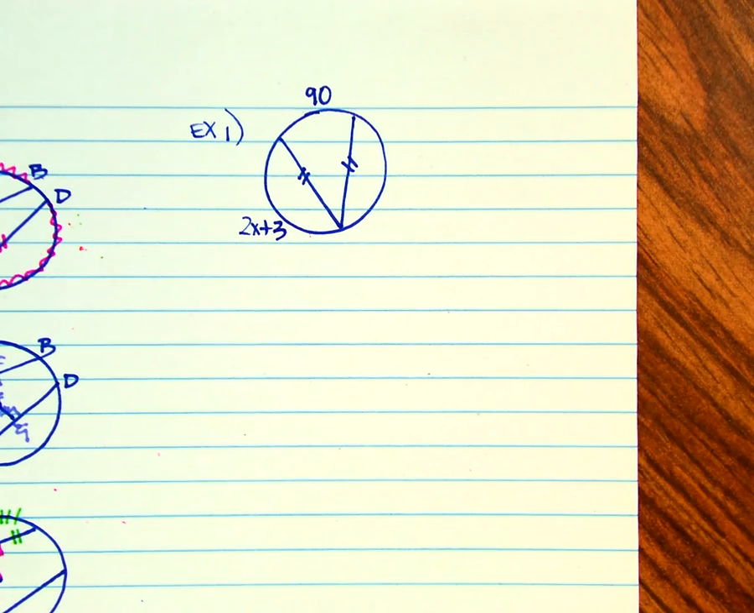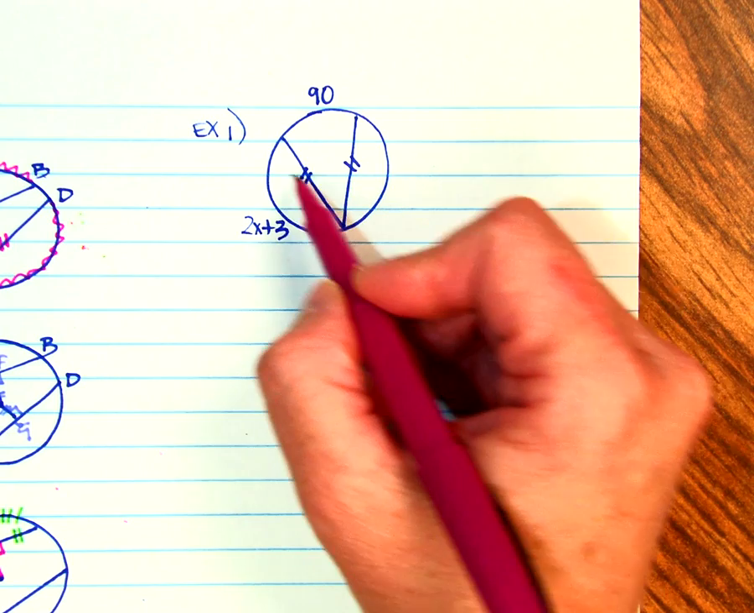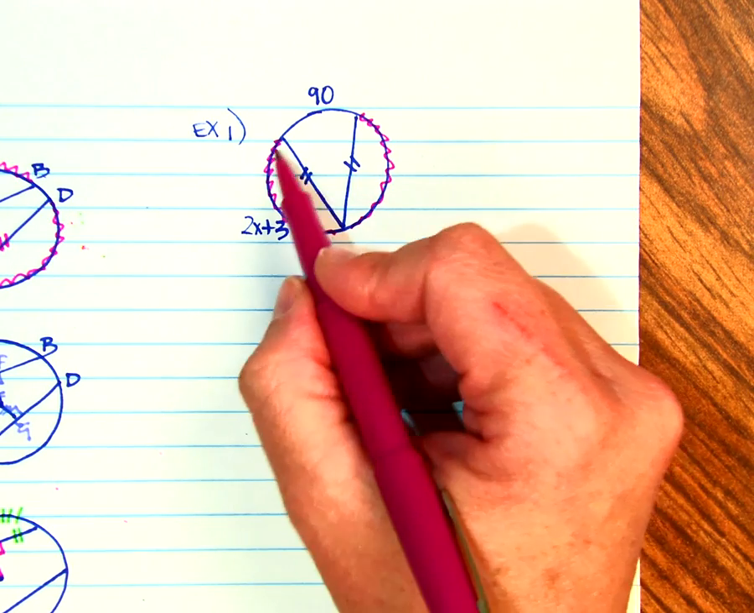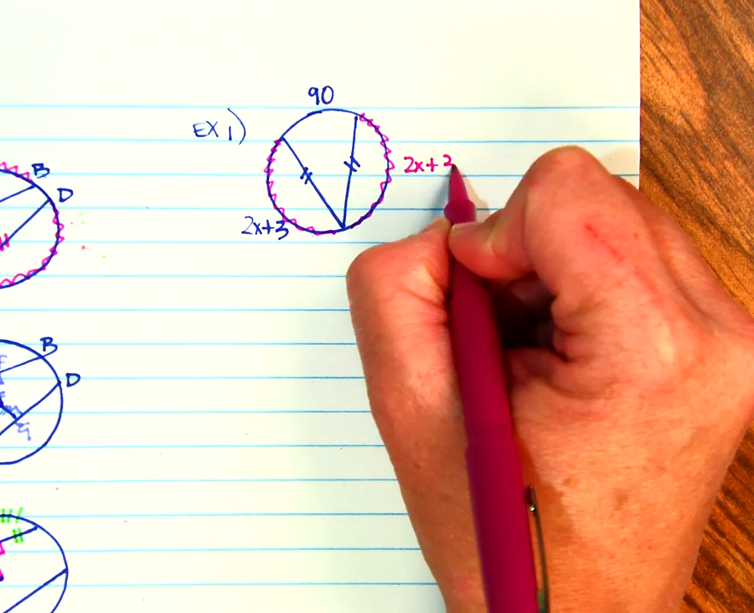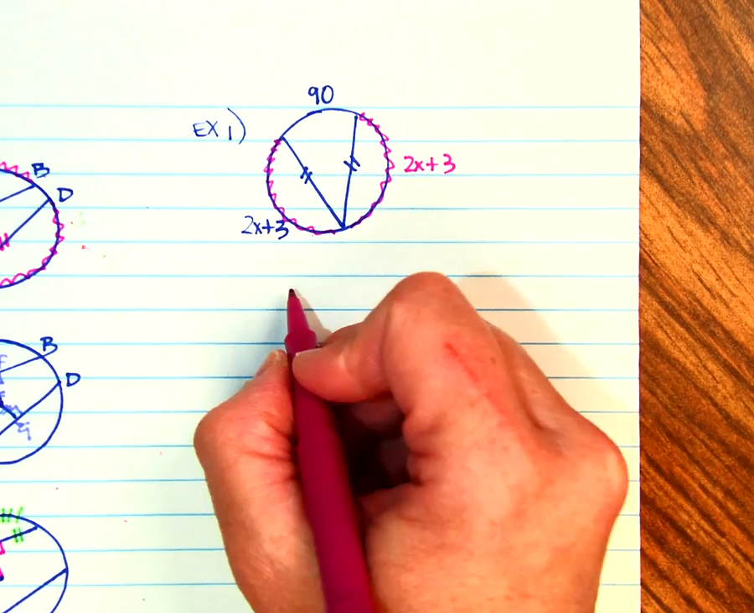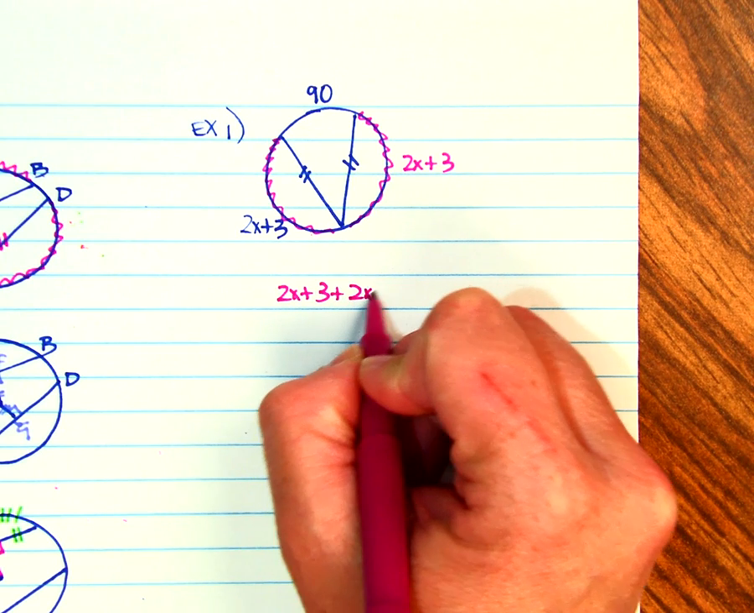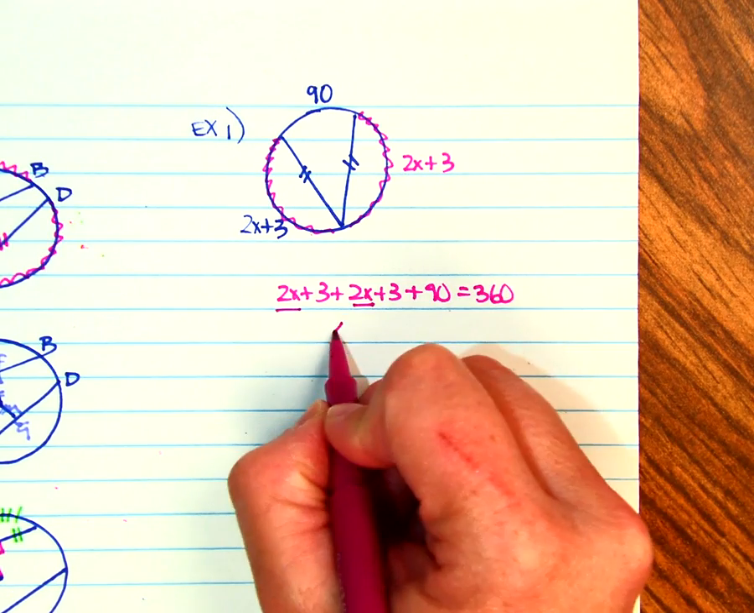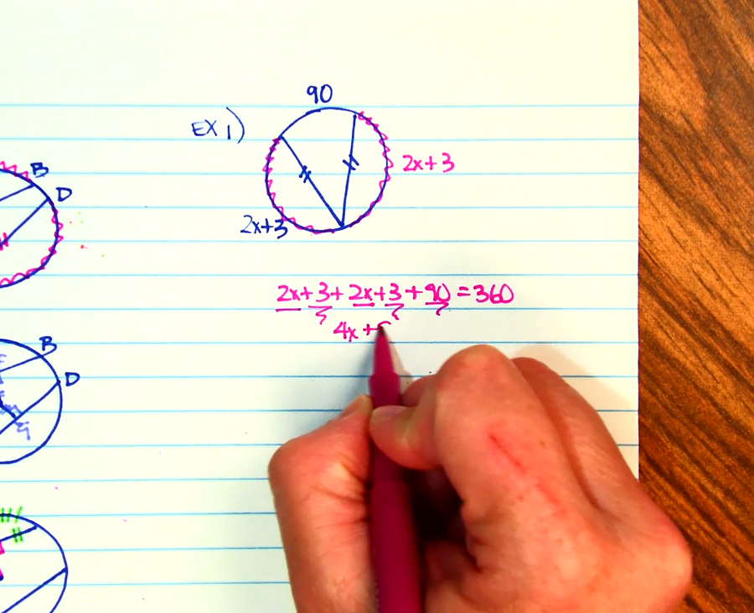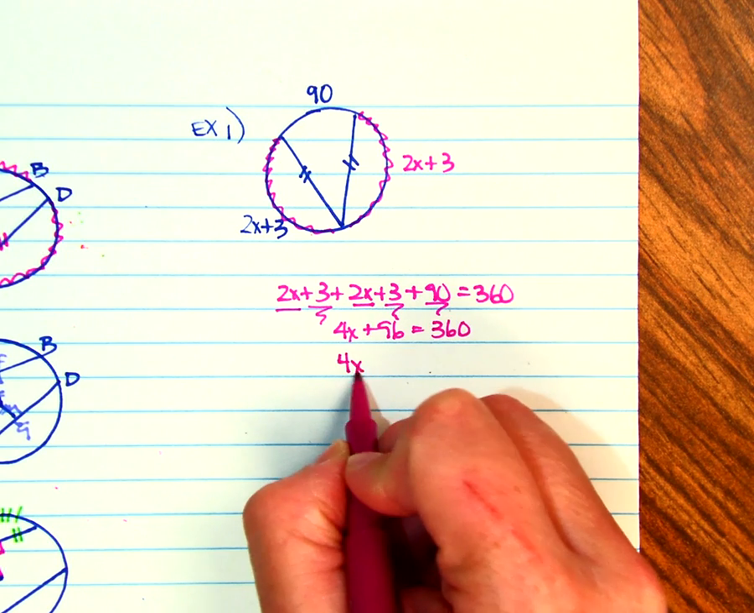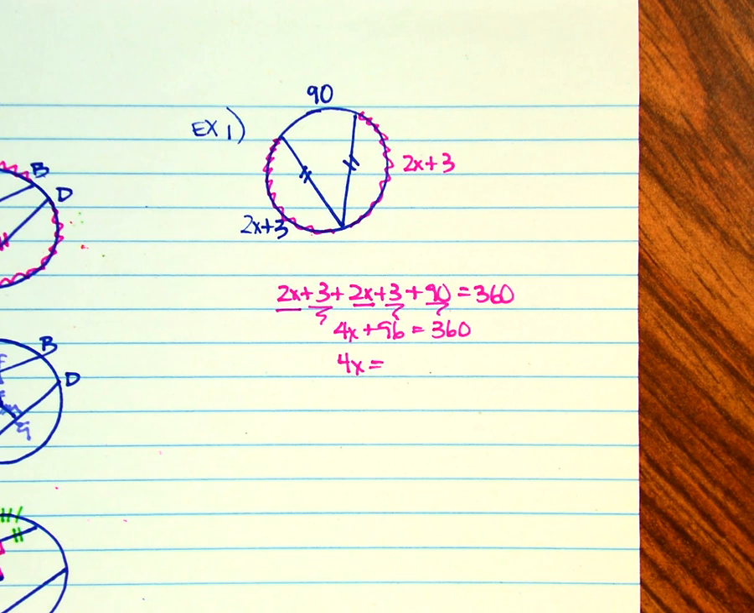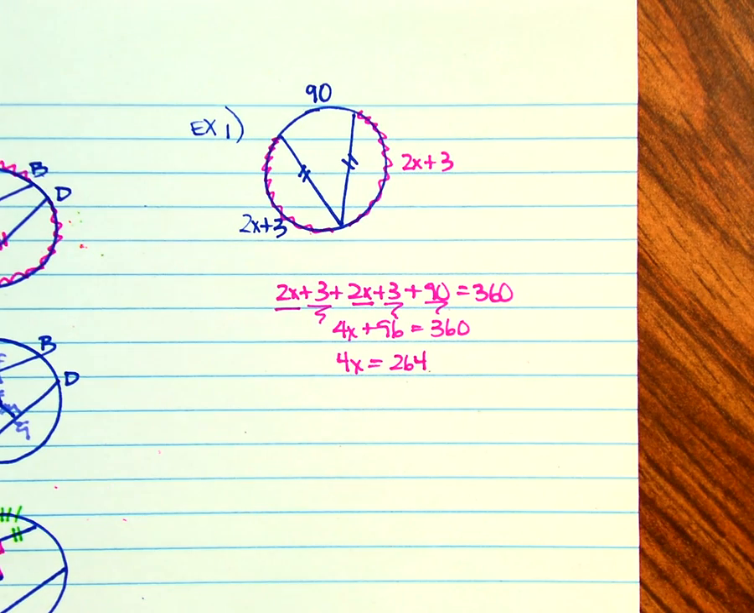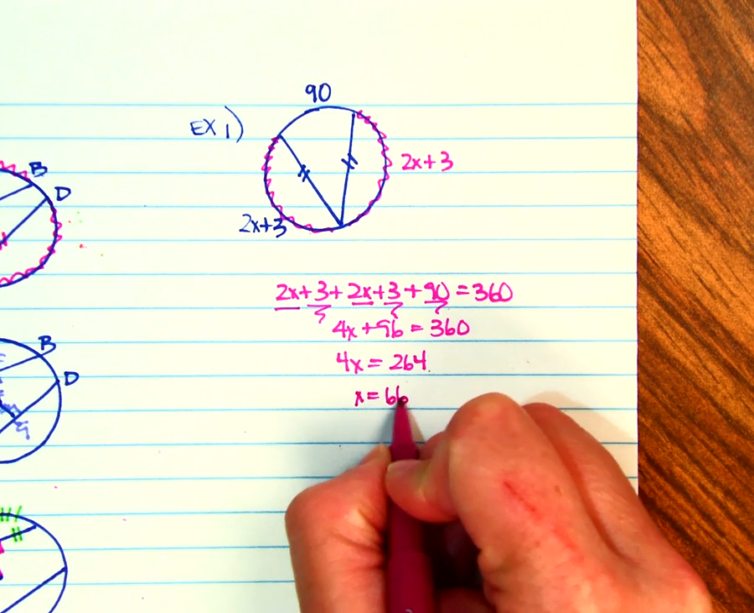Okay, so I know that since these chords are congruent, then these two arcs are also congruent. So if this arc is 2x plus 3, then this arc is also 2x plus 3. And I know all three of these together has to equal 360 degrees. So if I add them up, I have 4x plus 96 equals 360. Subtract 96 on both sides, and you get 264. Divide both sides by 4, and you get x equal to 66.